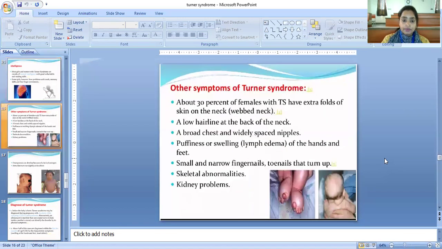Other symptoms of Turner syndrome: about 30% of females with Turner syndrome have an extra fold of skin in the neck called a webbed neck, a low hairline at the back of the neck, a broad chest and widely spaced nipples, or puffiness or swelling in the lymph nodes of the hands and feet, shown in the figure, and small narrow fingernails and toenails that turn up. Skeletal abnormalities may be there, and kidney problems may also be there.